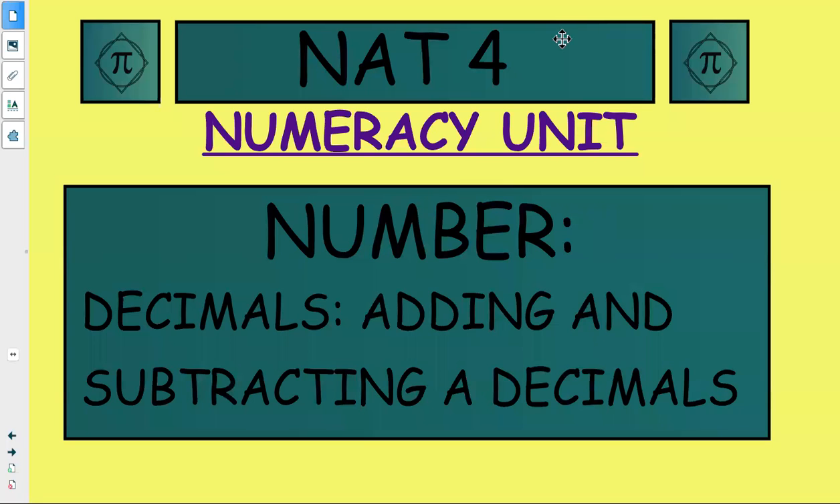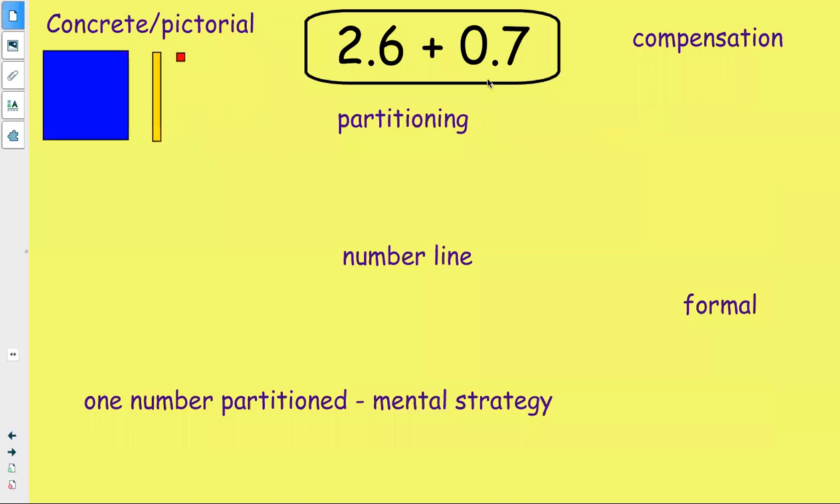Hi guys, welcome to Nat 4. We're going to look at adding and subtracting decimals today, and we're going to look at different methods and different strategies to use. So let's look at the first question. We've got 2.6 add 0.7. So let's look at a concrete method or pictorially.